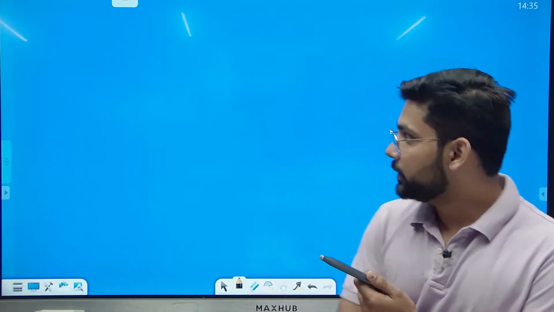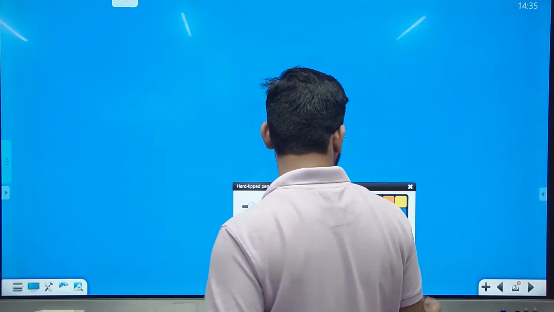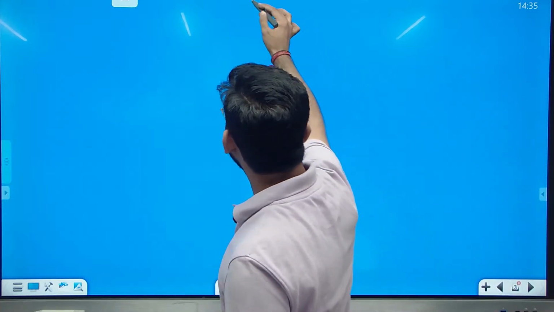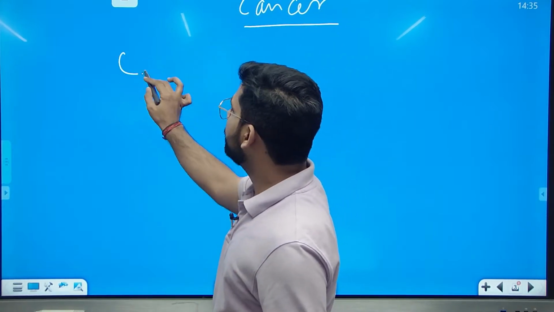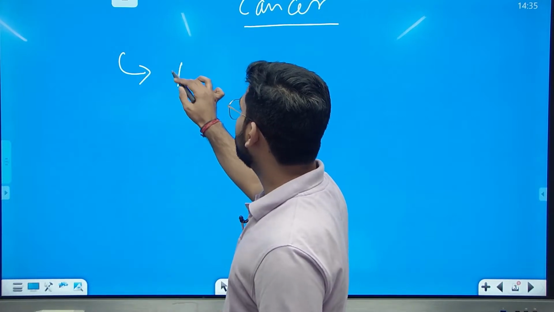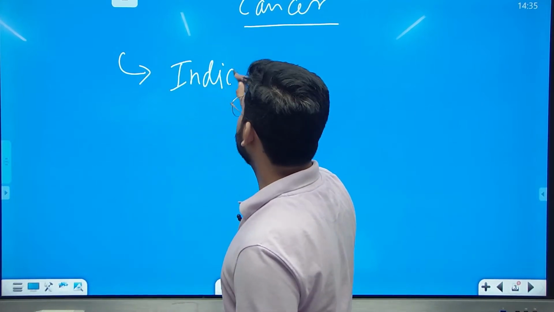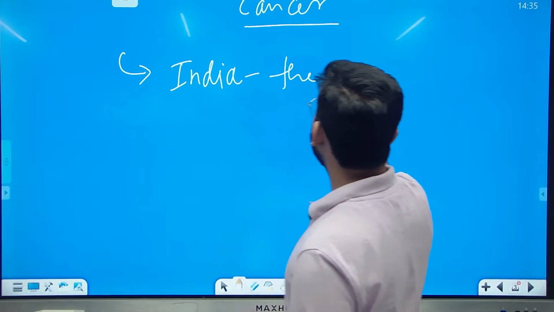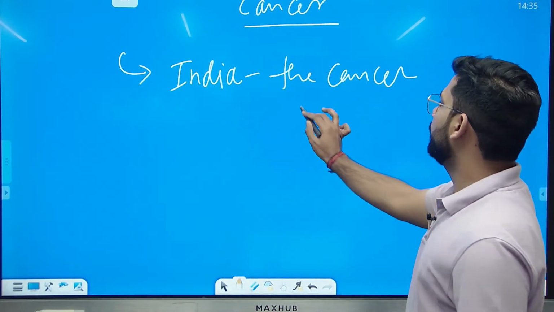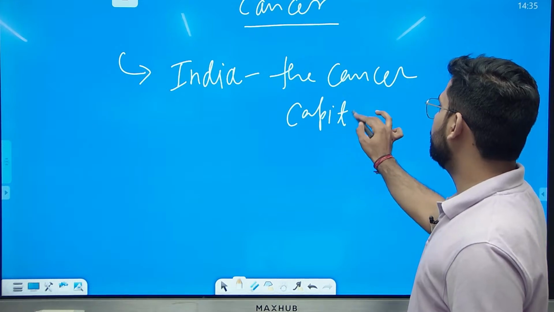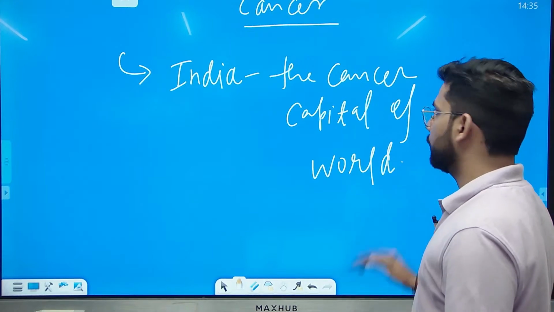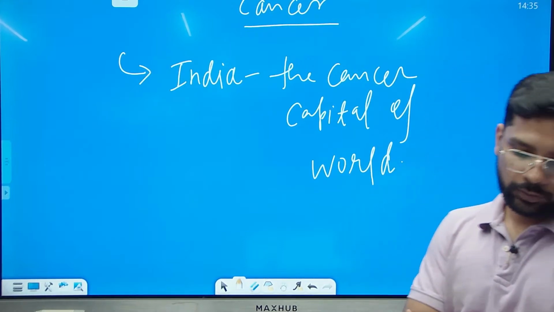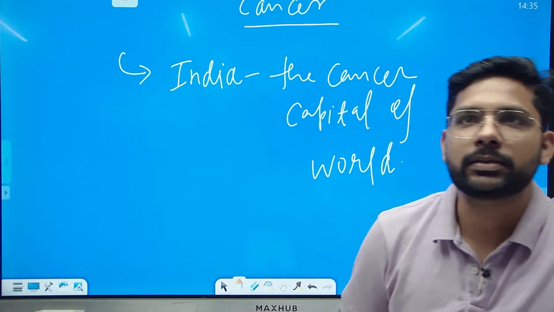Hi, good afternoon. In this class, we are going to discuss the topic regarding cancer. Recently, there was a report related to it that declared India as a cancer capital. India, the cancer capital of the world. So today we will discuss this topic, India as a cancer capital of the world.